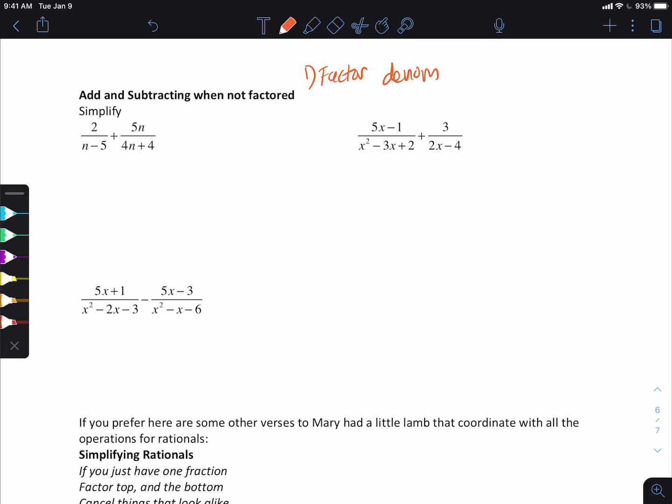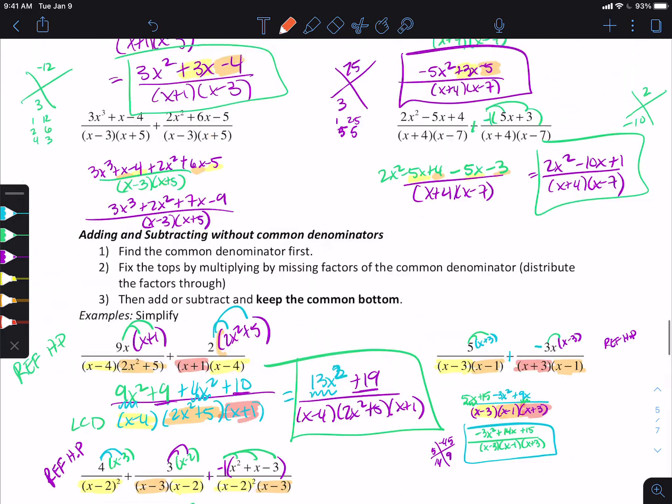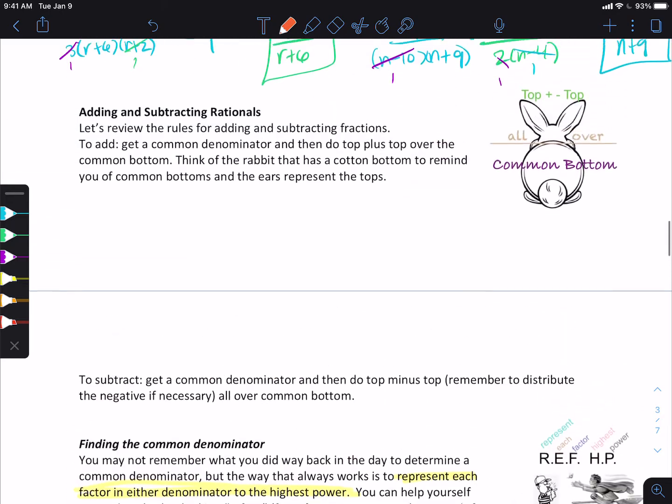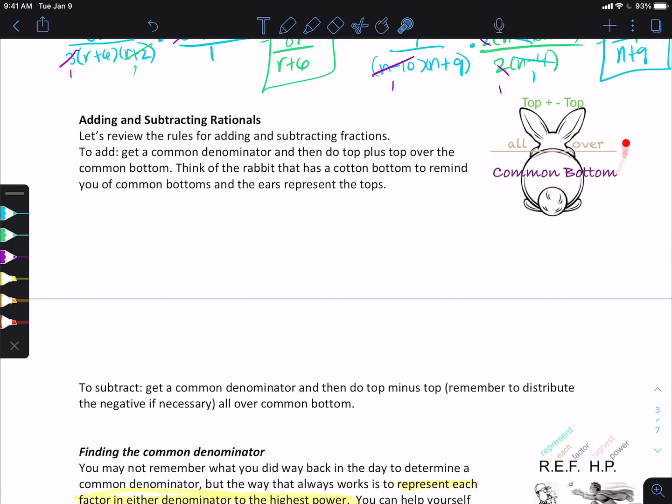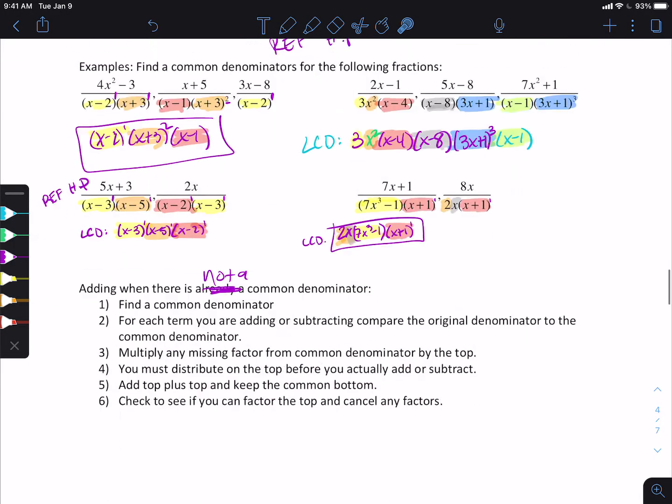Okay? So you factor the denominator first, then you find your LCD, least common denominator, you fix your tops, and then you do the top plus or minus top over your common bottom. So you're thinking of this picture here, where your top plus or minus top all over your common bottom.